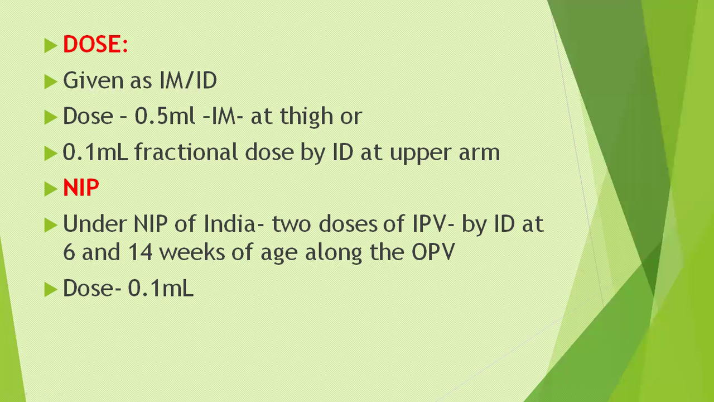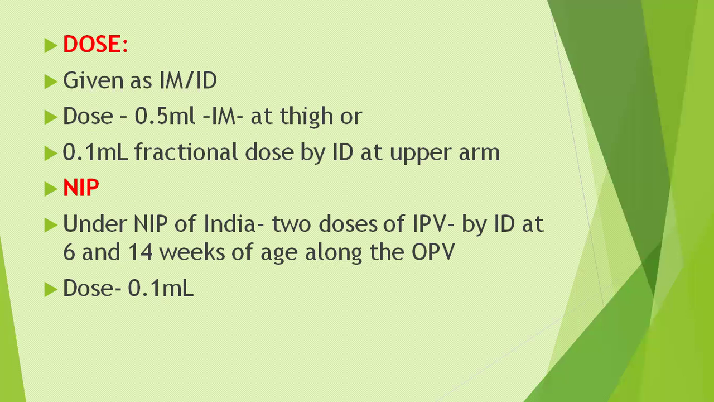IPV was introduced in the year 2015. At that time, we gave only a single full dose by the intramuscular route at the 14th week along with the bivalent OPV. But from 2017, FIPV, fractional inactivated polio vaccine, was introduced. It is administered by the intradermal route at the age of 6 weeks and 14 weeks along with the OPV.